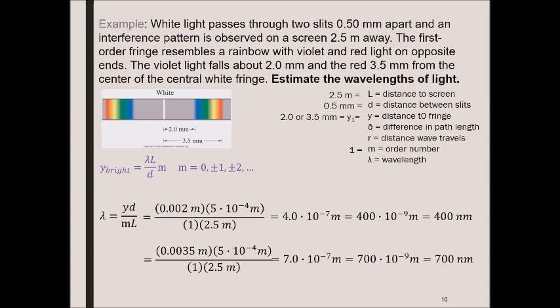So we see here that we can do it with both different wavelengths, and it's so cool that we can measure. So the 2 millimeters versus 3.5 millimeters is something that you could measure with a ruler, and in fact you're measuring the wavelength of light with this simple calculation.